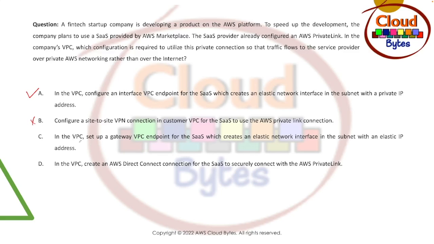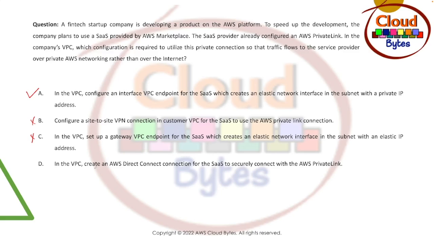In the VPC, set up a gateway VPC endpoint for the SaaS, which creates an elastic network interface in the subnet with an IP address of elastic type. So it's basically creating an elastic IP address, and we know elastic IP addresses are public. This is basically creating a gateway VPC endpoint. It should be an interface VPC endpoint rather than a gateway VPC endpoint. Secondly, the IP address in the elastic network interface, or the ENI, should be private instead of elastic. So this is not an option.